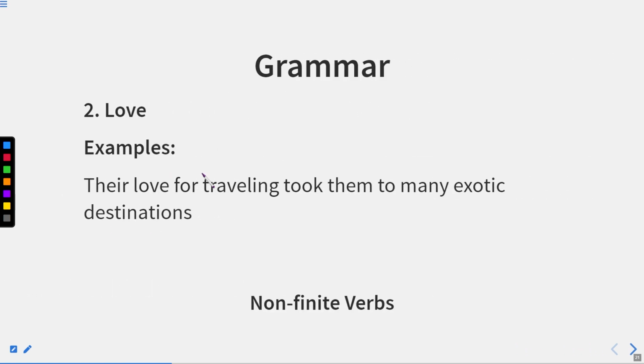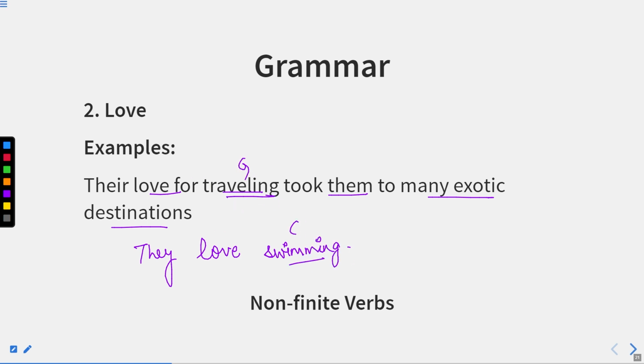Now let us move to the next one. Their love for traveling took them to many exotic destinations. They love swimming. So we can have some more sentences. What do they love? They love swimming. So here we can see that these are gerunds.